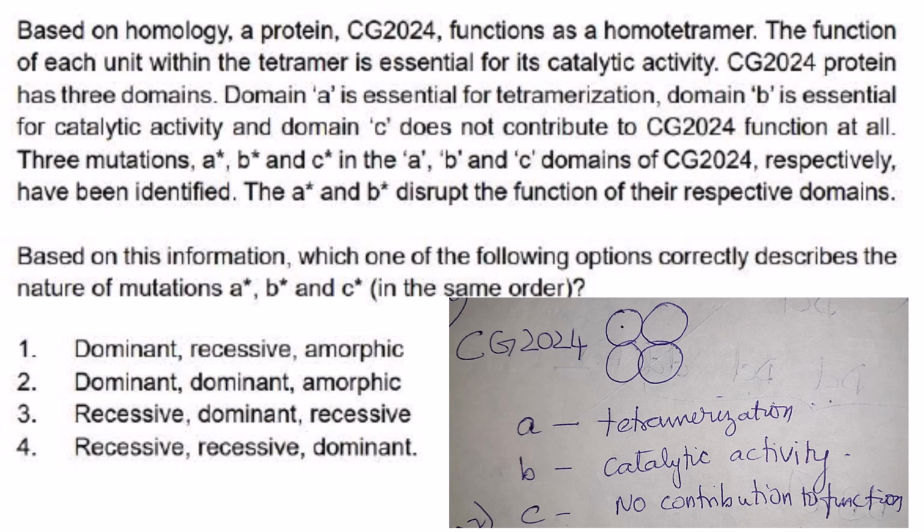Okay, and there will be complete loss of protein's normal function also in case of amorphic mutation, as if the gene is not present there at all. That is amorphic mutation. Now C doesn't contribute to the function at all. So whether it is mutated, no harm. So it is a case of amorphic mutation, as if the gene is not there at all or the gene is entirely absent. So it is amorphic mutation.